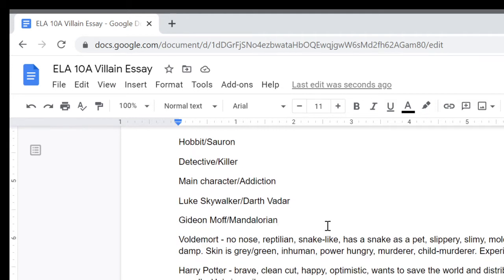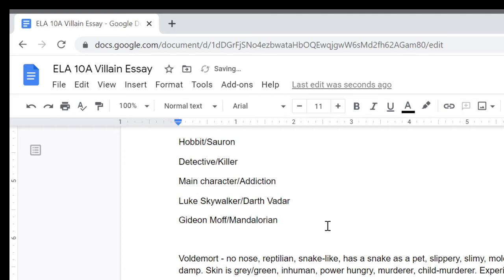So, we had decided to start pre-writing about Voldemort. I just gave a quick description of what the characters look like and some of the actions that they do. Voldemort, we know he doesn't have a nose. He's very reptilian and snake-like. He has a snake as a pet. He's very slippery, slimy, moldy, and damp. His skin is green and gray.